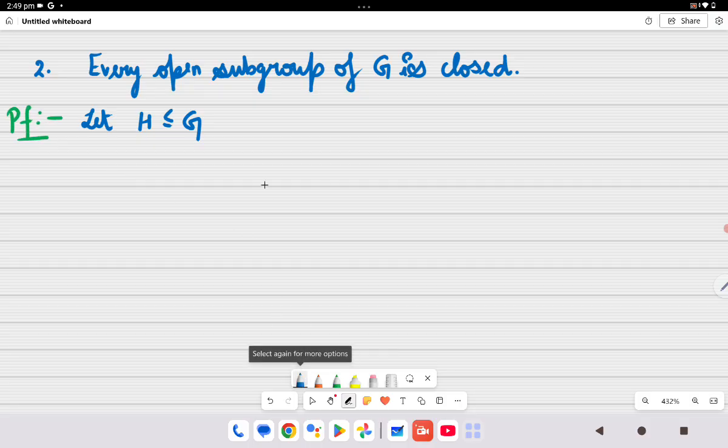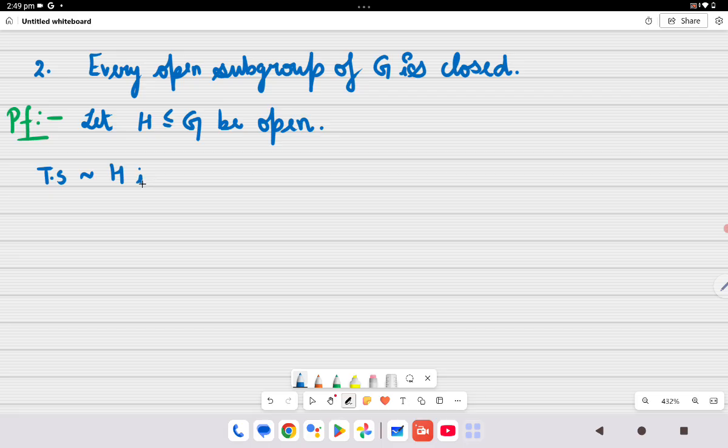So let us suppose H, a subgroup of G, be open, and we need to show that H is closed. Now in order to show H is closed, we need to show H complement is open.